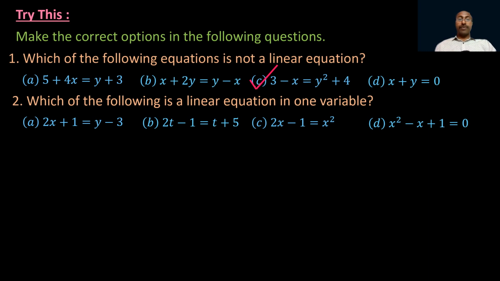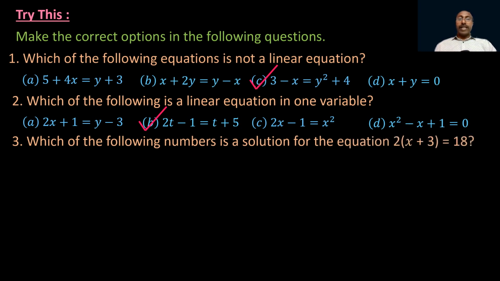So in first option we have two variables x and y. So this is not our option. And in second option we have only one variable t, and the degree of the t is 1. So the degree of equation is 1. So the option 2t minus 1 is equal to t plus 5 is our required option B. In C we have x square, that is the degree of equation is 2, and in the fourth option D also we have the degree of equation 2.